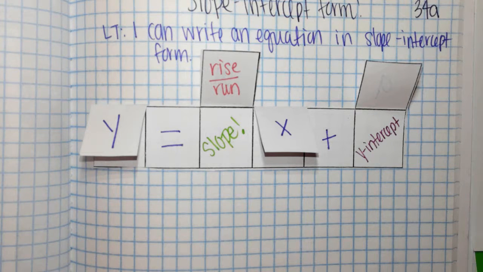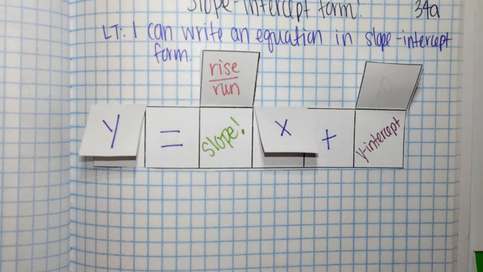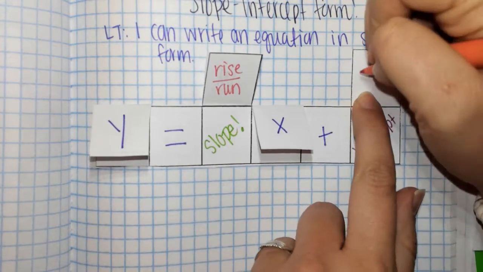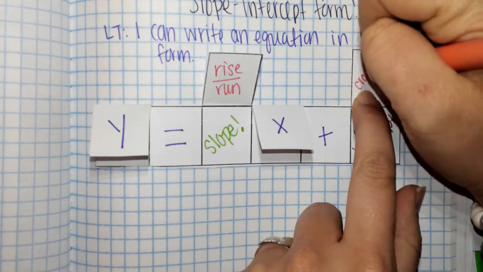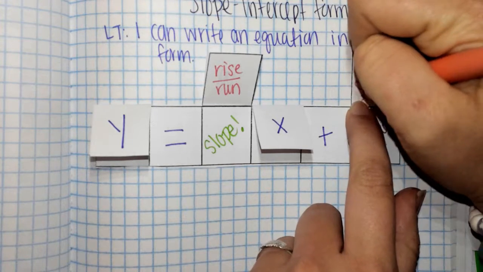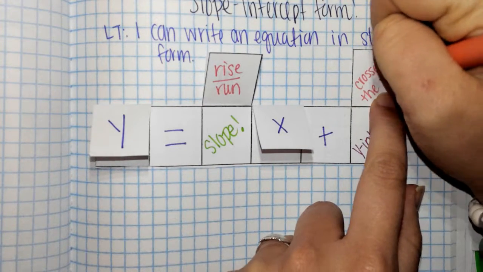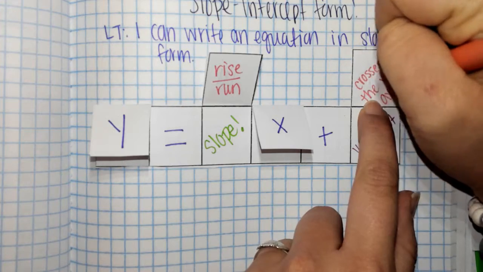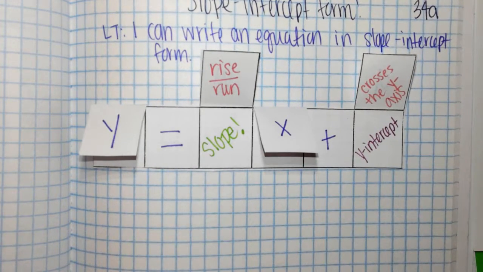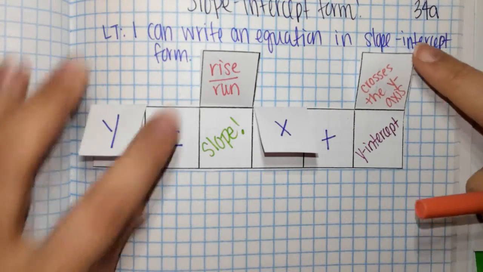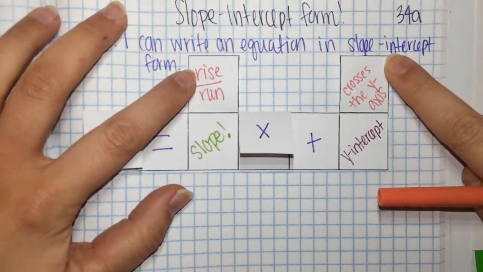So, where does the y-intercept cross? What axis? The y-axis. That gives me a point, remember? Take a point for that. I want all the points, Jackson. Alright, so rise then run and crosses the y-axis.